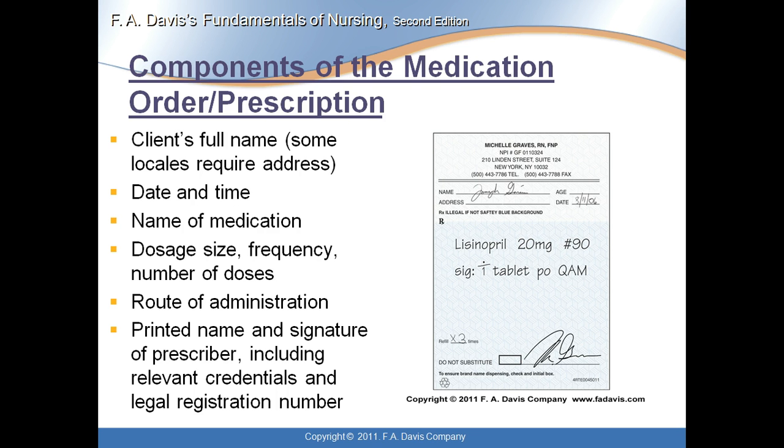So as you can see in this script, Michelle Graves, RN, family nurse practitioner, wrote a prescription for a patient, and it has their first and last name, and the date that the script was written. The prescription also has the name of the medication, which is lisinopril, and they wrote it for 20 milligrams. The pharmacy is to dispense 90 of those pills, and the patient is to take 1 tablet by mouth every morning. And the refill is times 3.